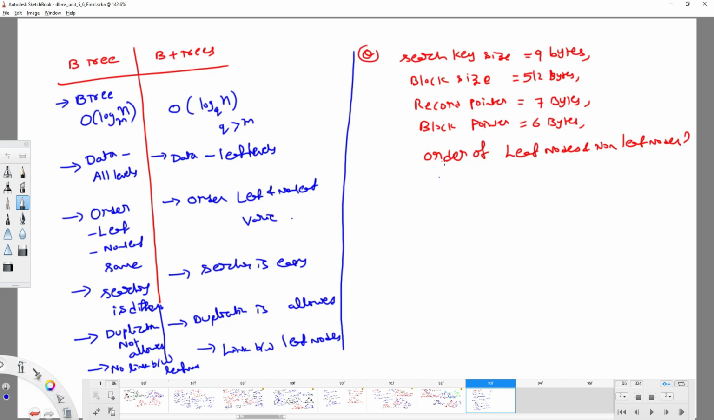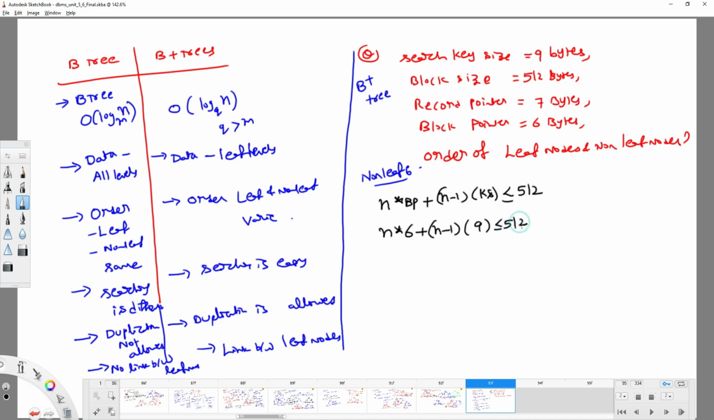Especially with respect to B+ trees, if it were a B tree, definitely the order is going to be the same. Right? If you are going to calculate it for non-leaf nodes, what might be the answer? If I assume that there will be n block pointers, meaning n children, then n block pointers plus n minus 1 times key size should be less than or equal to 512 bytes. This is to find the order for a non-leaf node. What is the value of n? We don't know. What is the size of a block pointer? 6. N minus 1 times key size. Search key size is going to be 9 bytes. So if you solve it, you are going to get the answer.